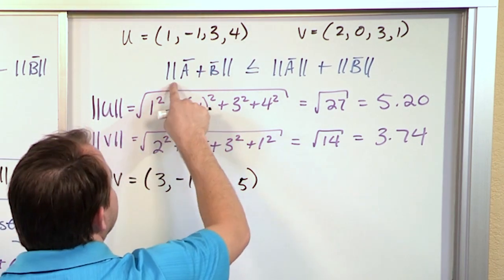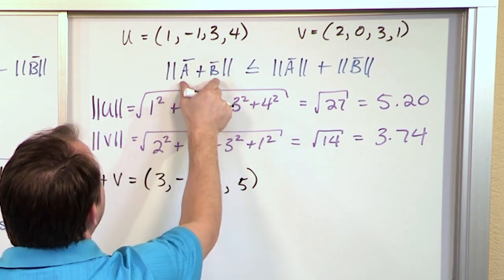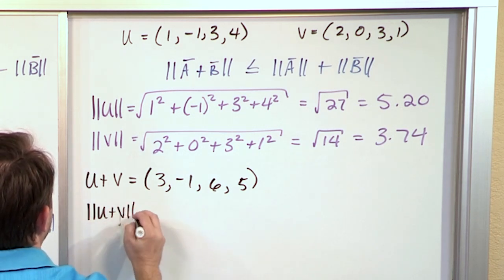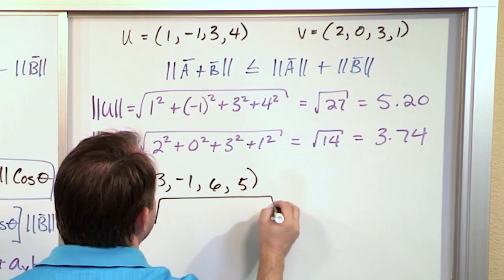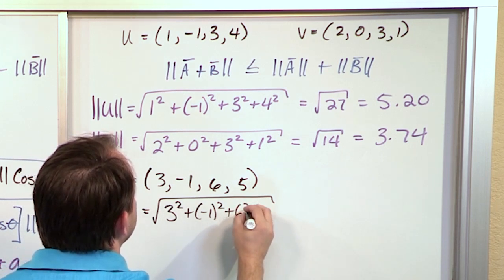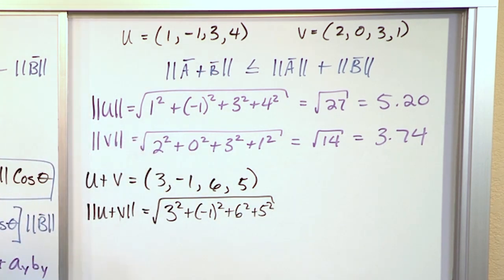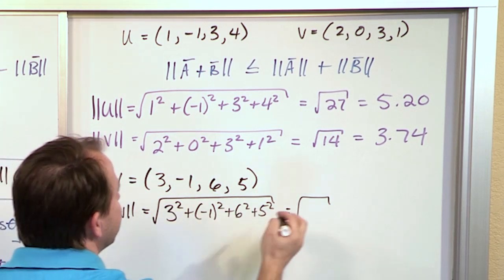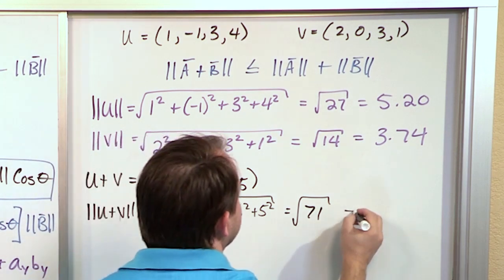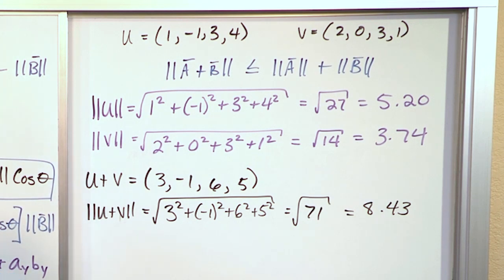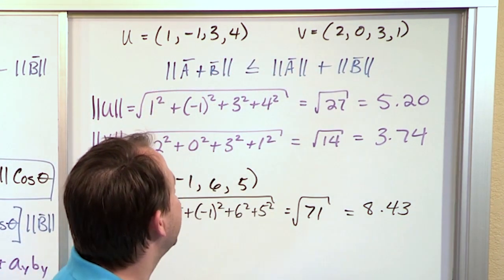Now, because of the triangle inequality, we need to find the magnitude of what we got as a resultant. So we'll do the magnitude of u plus v, and that's going to be the square root of the components squared: 3 squared plus negative 1 squared plus 6 squared plus 5 squared. If you add them together, you get 71, and when you take the square root of that, 8.43. So now we have all of the pieces of the triangle inequality.